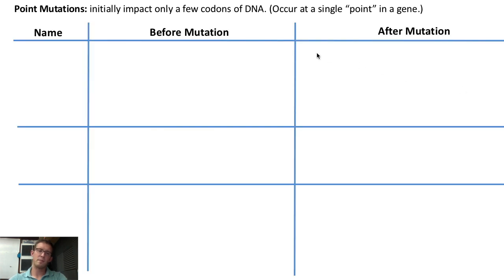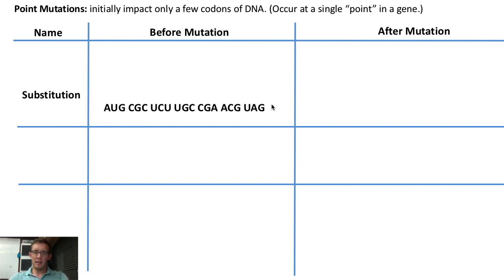Hey bio team. So point mutation is a type of genetic mutation that only impacts, initially, just a few codons of DNA. And it gets its name because it only occurs at just a single point in a gene. So an example of a point mutation would be a substitution.